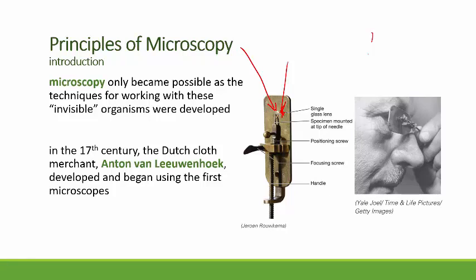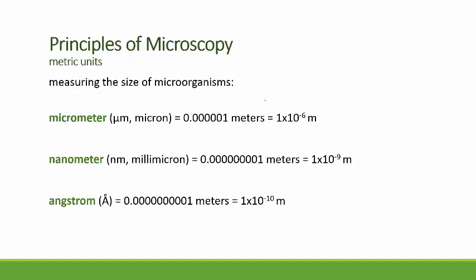There. Mounted right there in that little spot, the lenses that he made. And then he could use the positioning and focusing screws to get the subject of what he was looking at into position and then move it back and forth closer to or further away from the lens in order to be able to get it focused and look at it well. And he produced a lot of really amazing drawings from the work that he did.